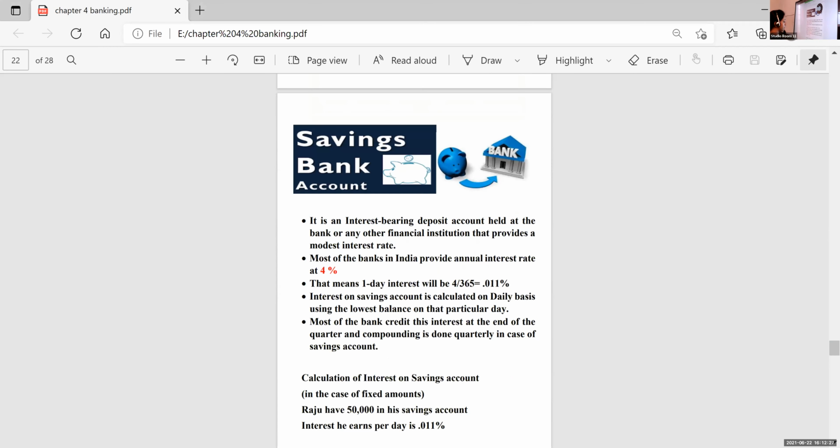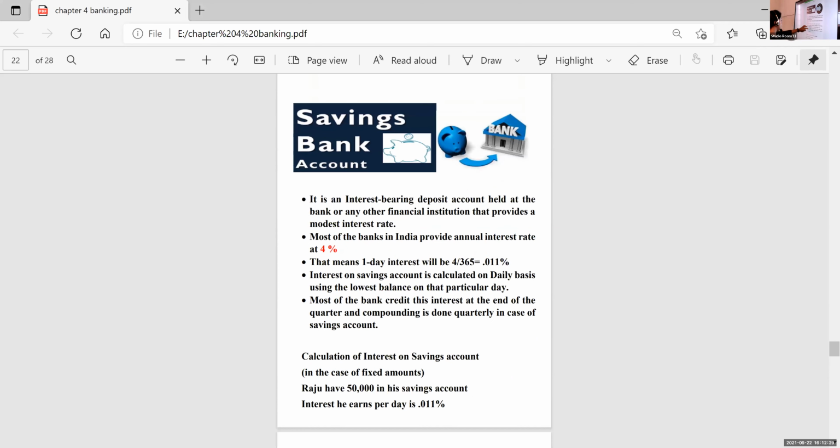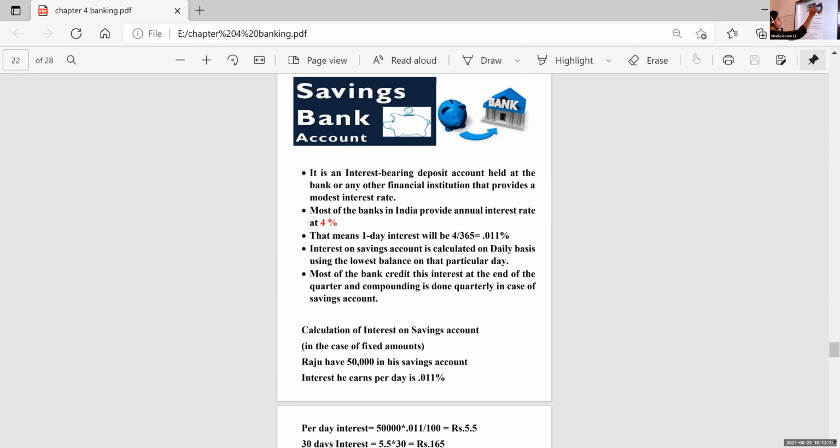Okay. So now let us see the calculation of interest on savings account. How to calculate? It's easy. Only this percentage, 4%, 0.011%, has to be applied. Nothing complicated. So we are going to see how to calculate interest on savings account.